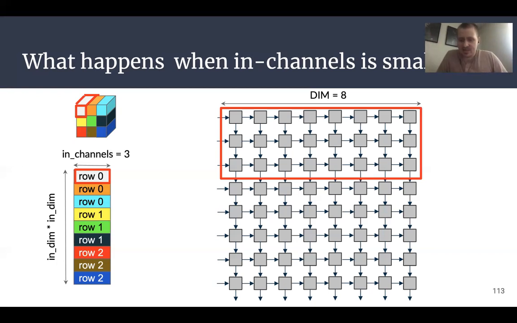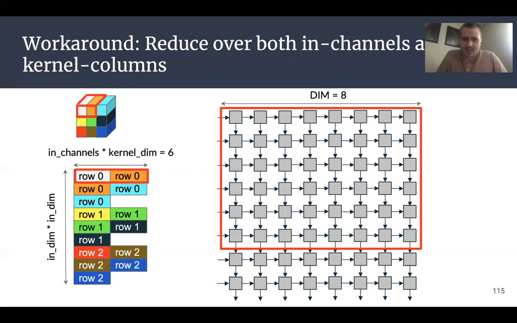And as you know, they can be a significant drain on performance after a while. So here's an insight though. We could duplicate the data in the scratchpad and reduce across not just input channels, but the input channels and 2 of the kernel columns at the same time.